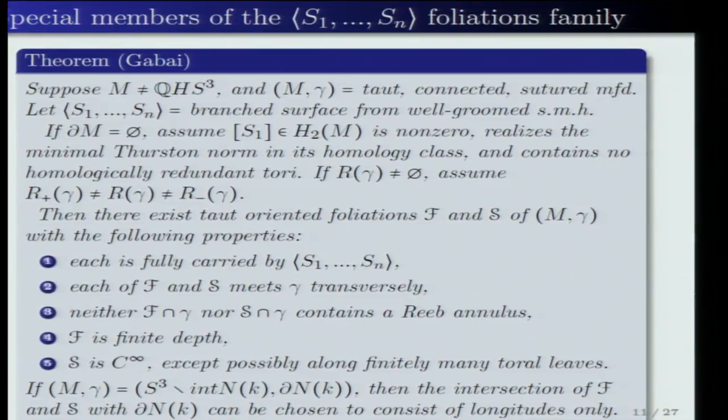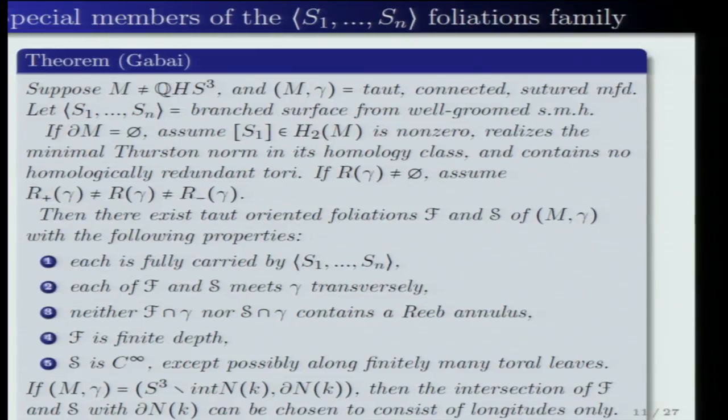But in particular, there exist two classes of foliation that are particularly nice. One, which in this description is labeled F for finite depth, and the other labeled S for smooth. You can always choose taut oriented foliations carried by the branch surfaces coming from these nice sutured manifold hierarchies. Sorry, my manifold is oriented, and I'm jumping without explanation between co-oriented and oriented; they just mean the same thing, transversely oriented also. Each is fully carried by the branch surface. They meet the sutures gamma transversely, and if you look at the induced intersection, you're not going to see a ray annulus. F is finite depth, and S is smooth, except possibly along finitely many toral leaves.